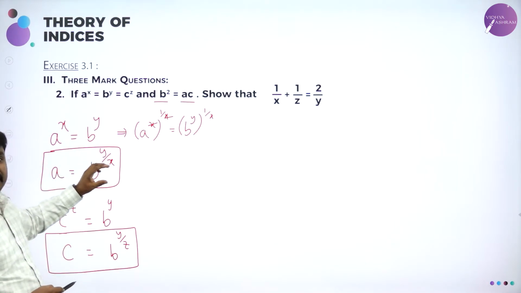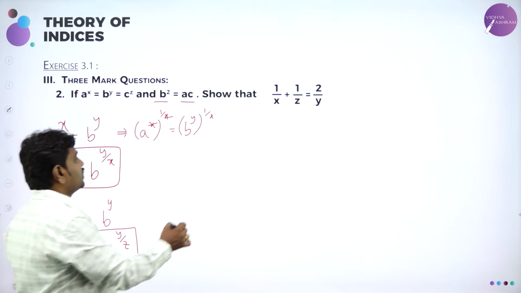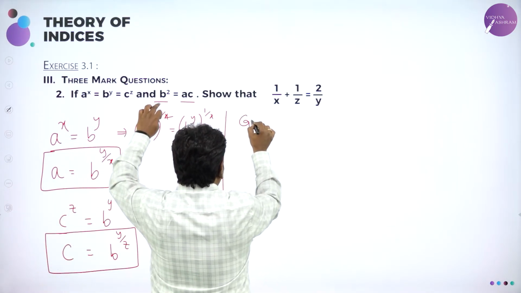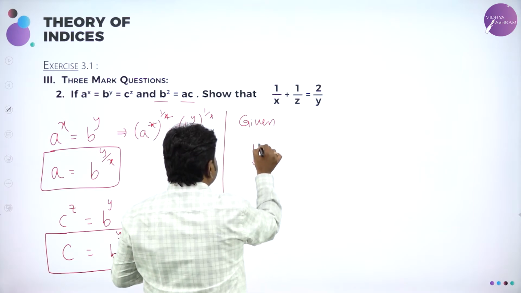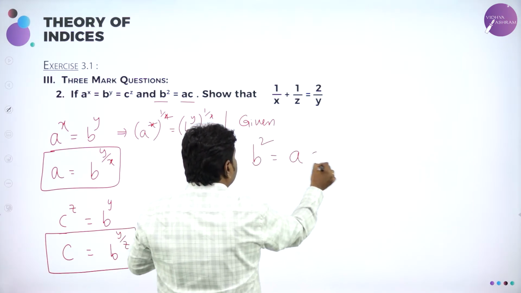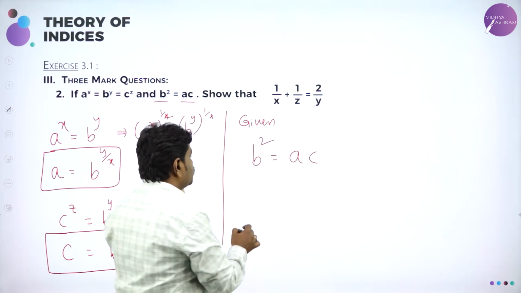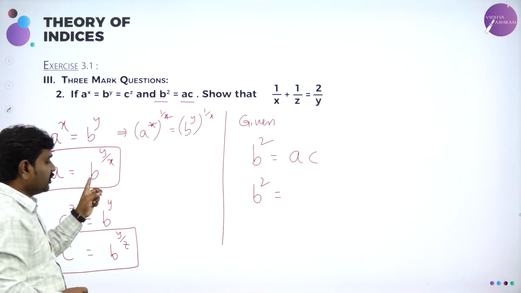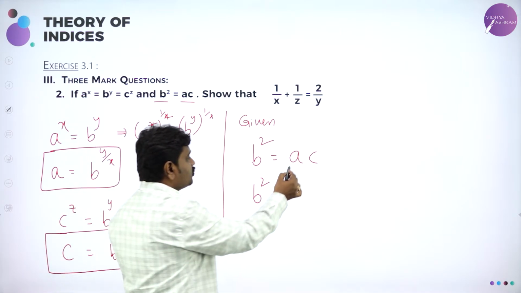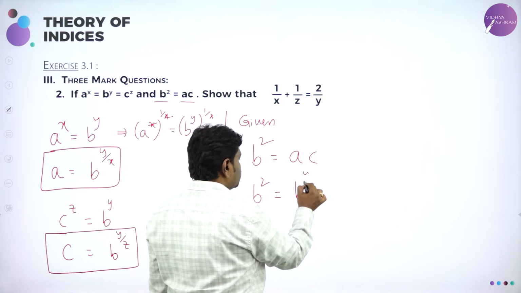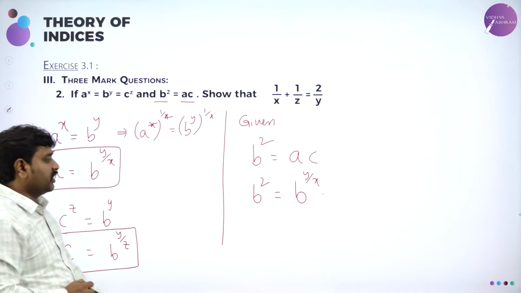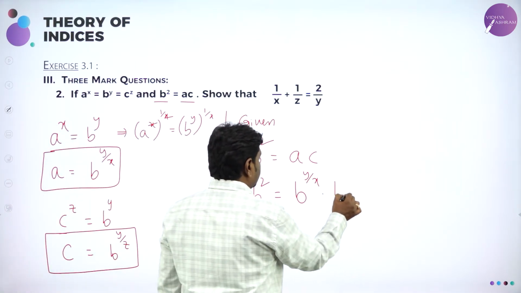A is in terms of b, c is in terms of b. Take LHS and arrive at RHS. What is given? b² is equal to ac. Take the given condition and arrive at this result. So b², let it be. In place of a, I'll write b^(y/x). In place of c, what is c? b^(y/z).